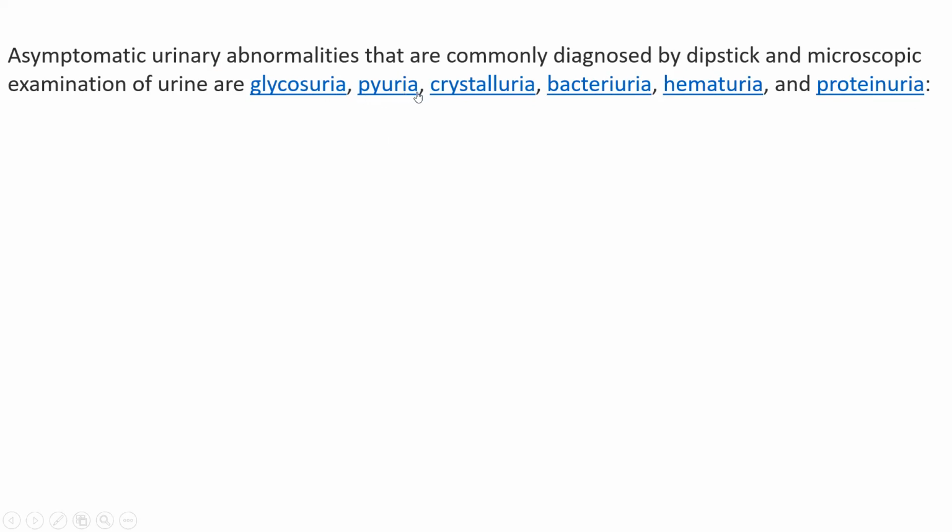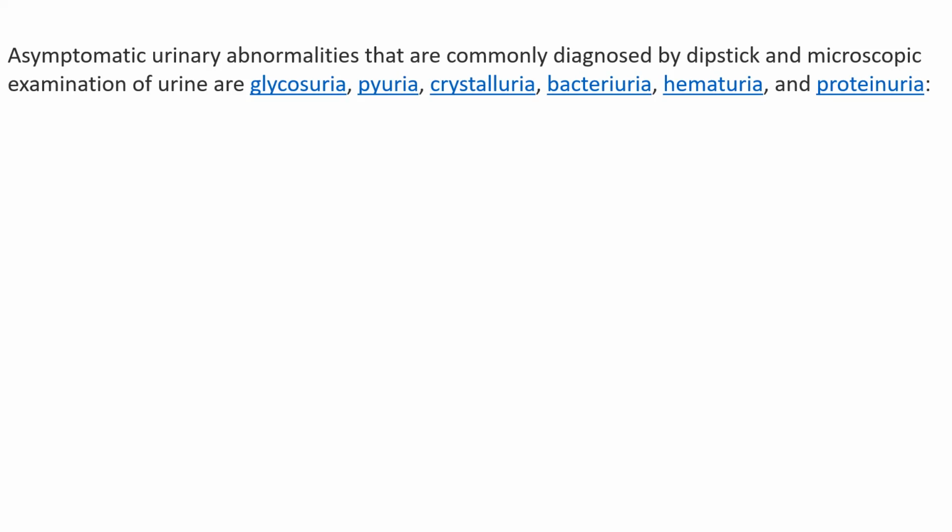That's why I have mentioned all this: glycosuria, pyuria, crystalluria, bacteriuria, hematuria, proteinuria. These are the commonly diagnosed asymptomatic urinary abnormalities, okay? And these are diagnosed with the help of the dipstick as well as microscopic examination of urine. By examining our urine with the help of dipstick and microscopy, these are the abnormalities that are seen.